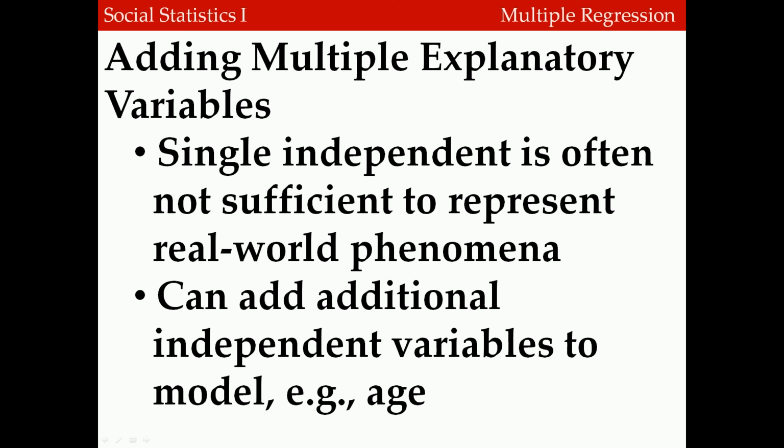Okay, so why exactly is it a good idea to add multiple explanatory variables to a regression model? Well, sometimes having a single independent variable isn't sufficient to represent what's going on in the real world. And so if we add additional independent variables, we better isolate the effects of those variables that we're most interested in. In the next example, I'm going to add another control variable, another independent variable. I'm going to add age to the model.